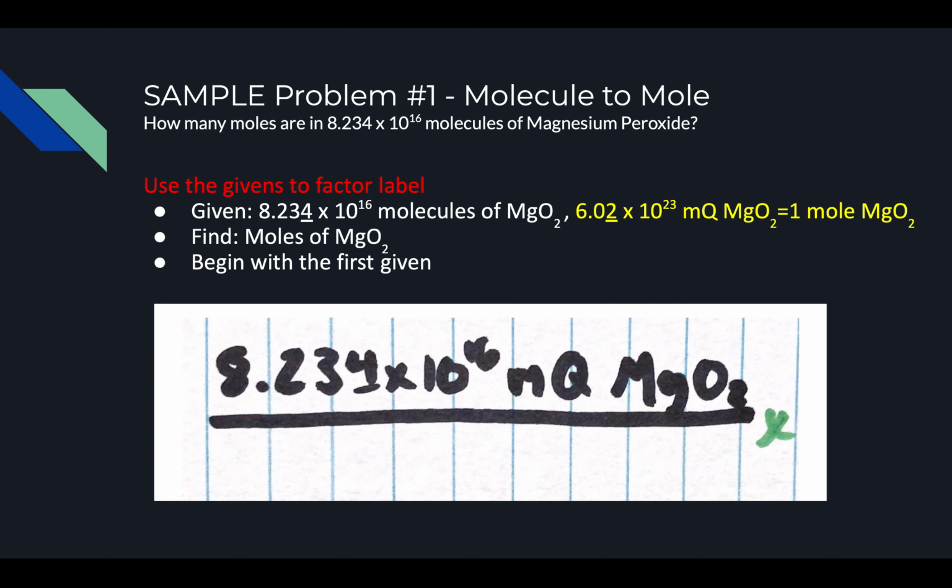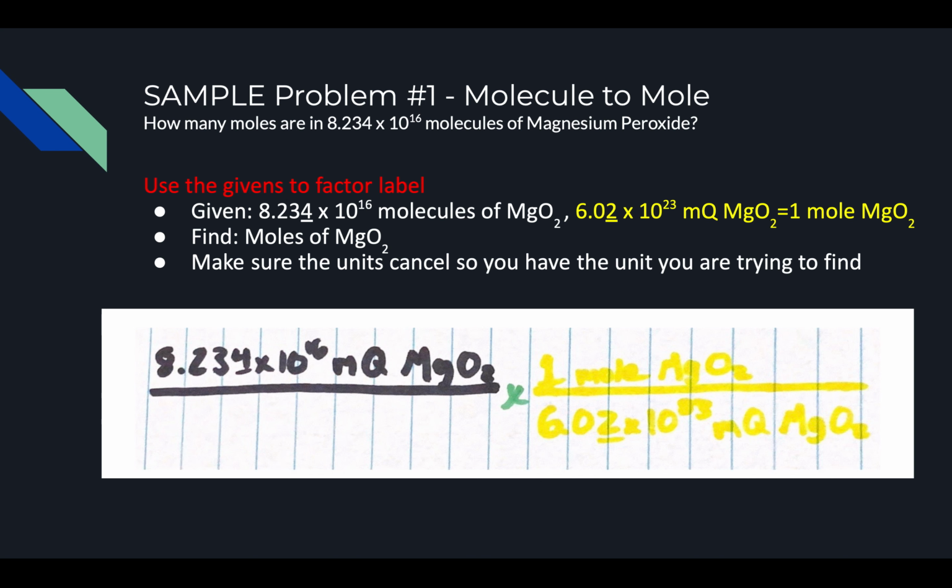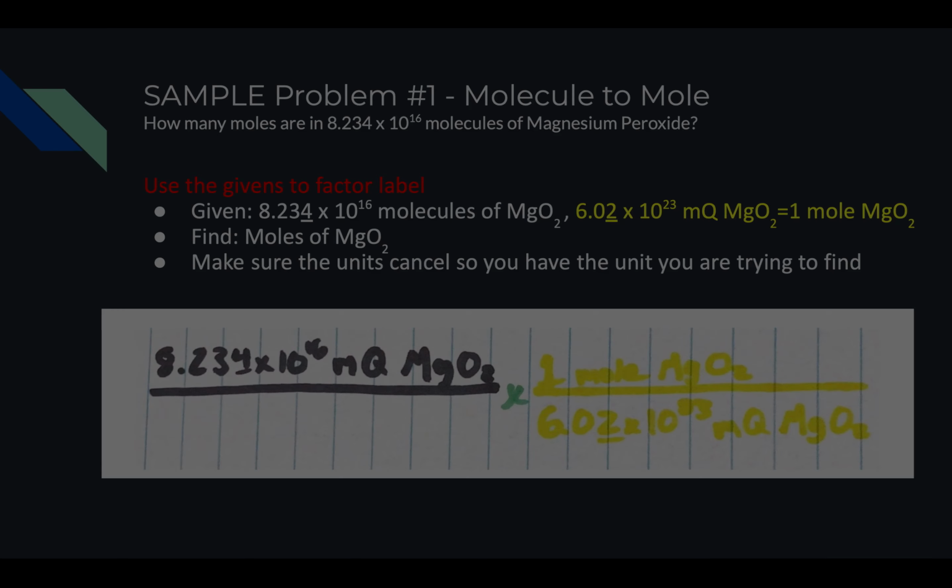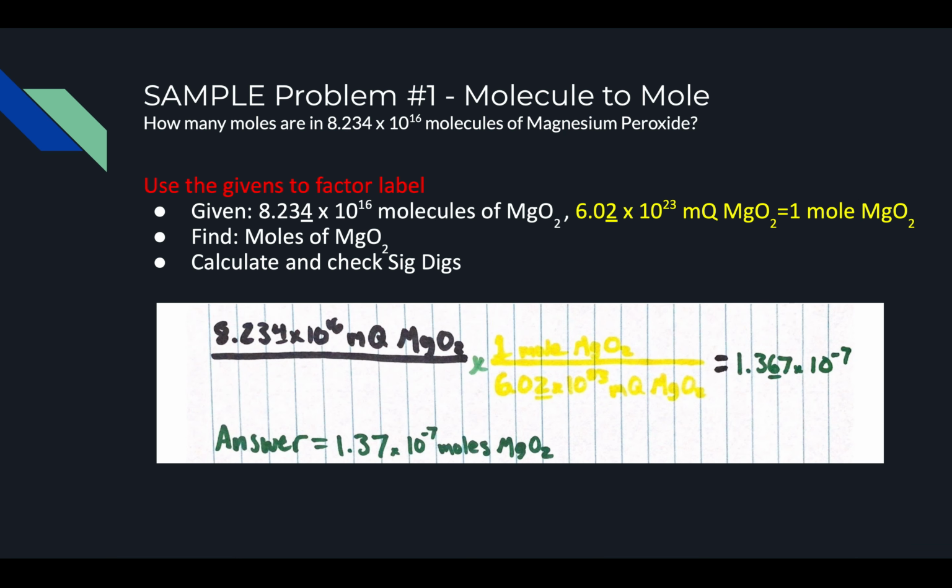First step is to put the 8.234 times 10 to the 16th molecules of magnesium peroxide on top. And we have to begin with the first given. The next step is you have to realize that you have molecules on top, so you have to put the molecules on the bottom. You have to make sure the units cancel so that you have the unit that you're trying to find at the end. We put 1 mole on top and the molecules on the bottom.